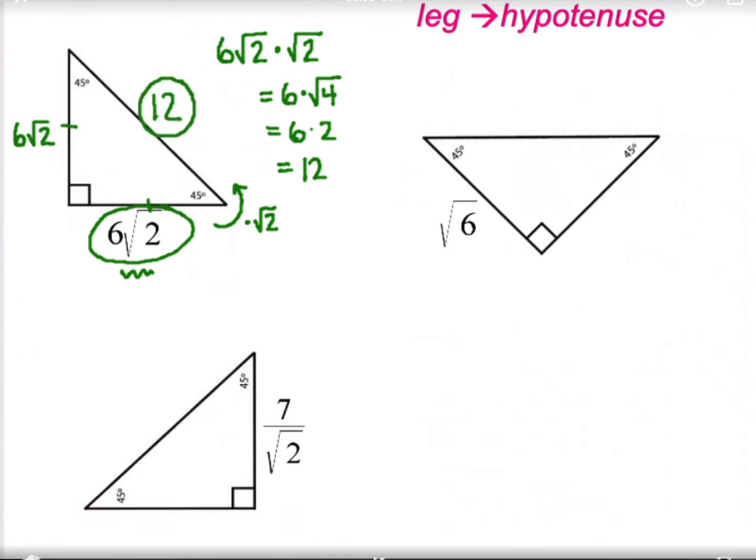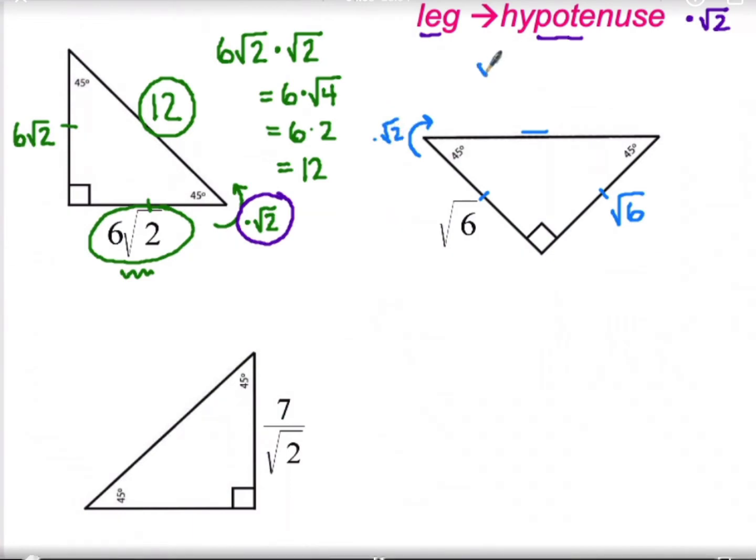So that might have felt a little strange, but really all we were doing was taking the leg times the square root of 2. To go from the leg to the hypotenuse, all you do is multiply by the square root of 2. Let's do another one. Here's my right angle, here's my hypotenuse, so I know that these 2 legs are congruent. If that's the square root of 6, then this is the square root of 6. And how do I figure out the hypotenuse? I simply take the length of the leg times the square root of 2.